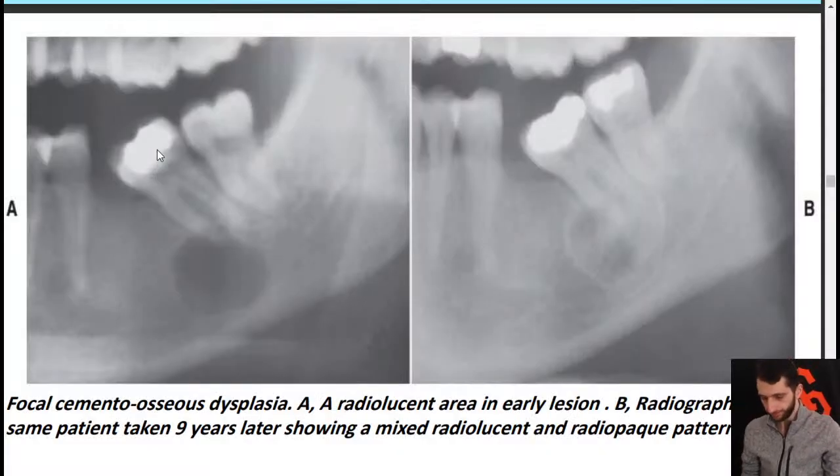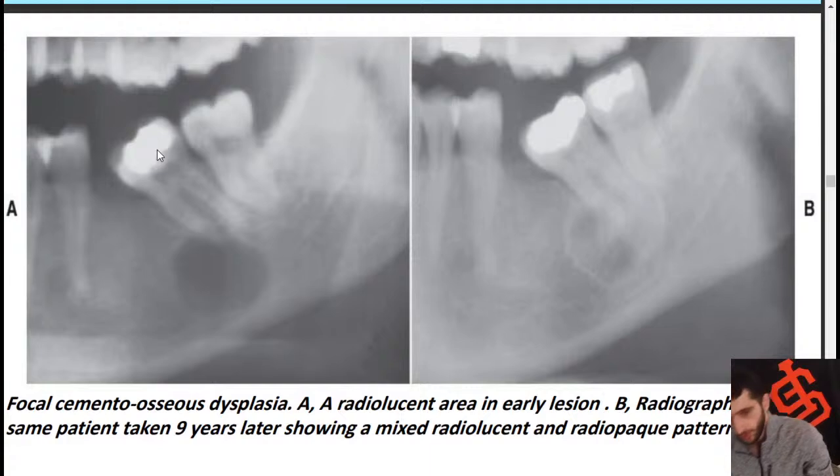Let's go ahead and start discussing focal cemento-osseous dysplasia, radiolucent area in early lesion.